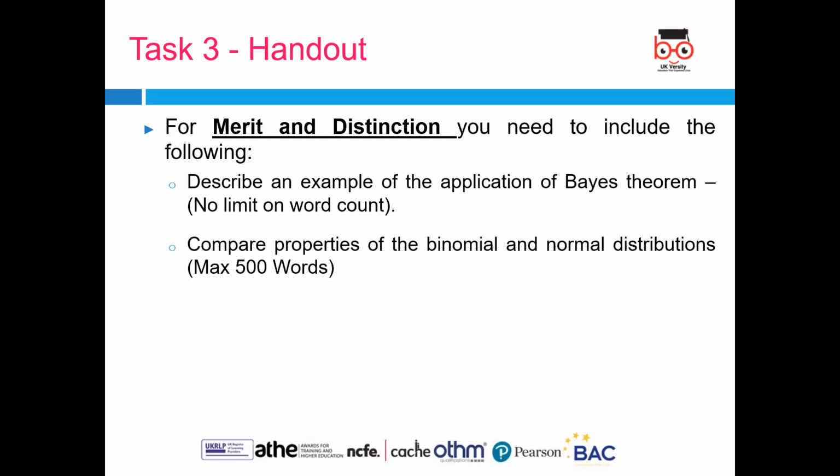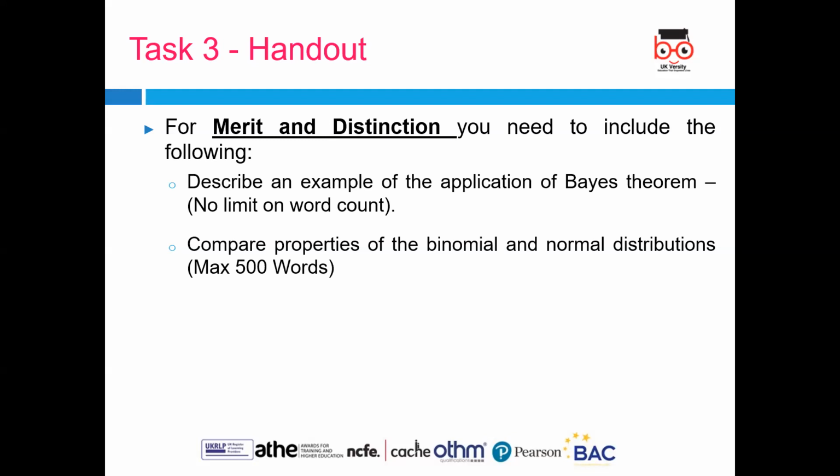Now, if you want to achieve merit and distinction, you need to include an example of application of Bayes theorem. So it is not difficult. You have to research it on the internet, or you can go through the books, or you can go through the journals. So it is not difficult to find out. And if you have understood the concept, you can also provide your own example. So here you have no limit on word count.